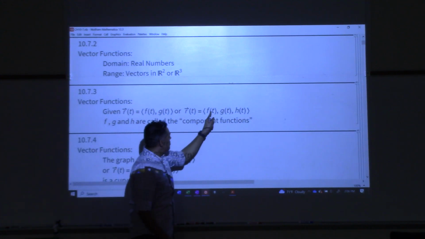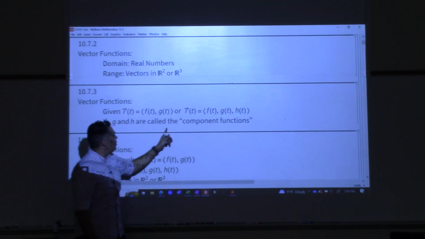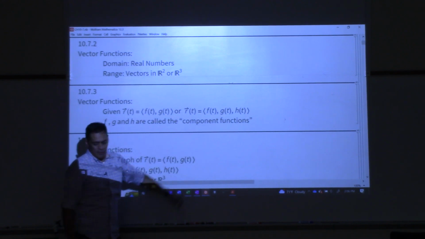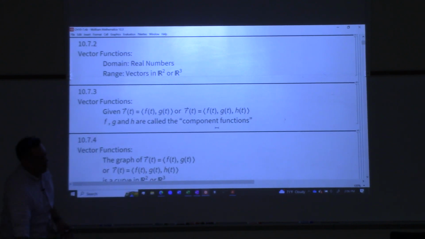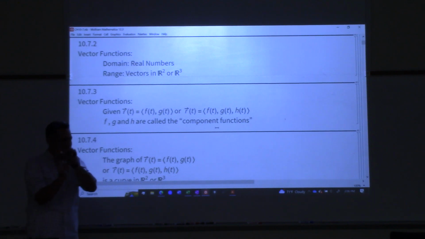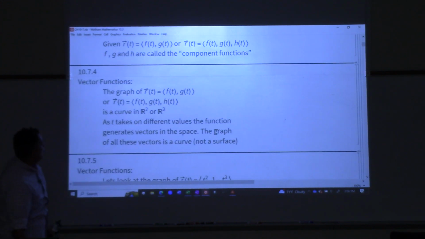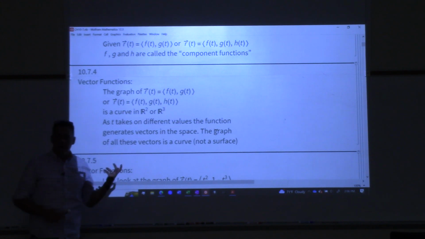Or in the three-dimensional case, f, g, and h are called the component functions of the vector function. That makes sense, right? Because in a vector you have the x component, y component, z component, so the functions in there are called the component functions. So the question becomes, what does a graph of a vector function look like?